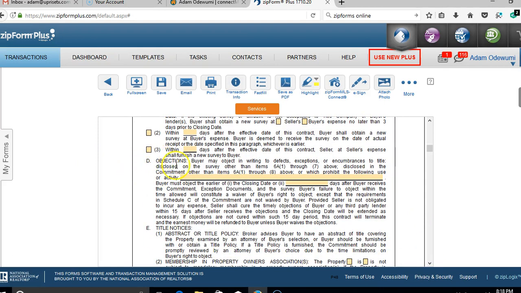D, objections. So what you want to do here is put 3 days. Typically we'll put 3 days there. Basically this allows the buyer to have the opportunity to object to the survey if they need to.